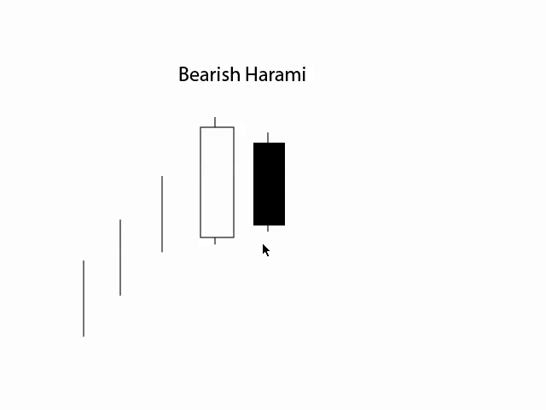Then we get this little candlestick right here. This candlestick is going to open below the close of the previous day, and it's going to close above the open of the previous day. The wicks don't really matter as long as the real body is inside the real body of the previous day, and that's the real body, not the highs or the lows.